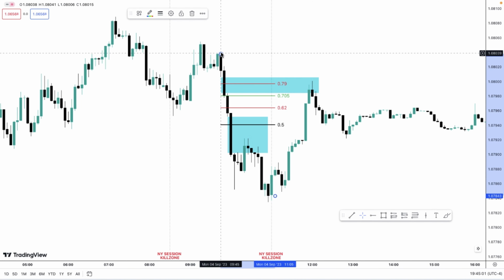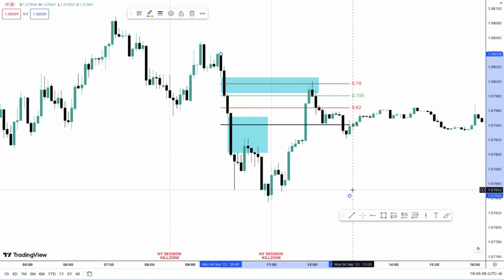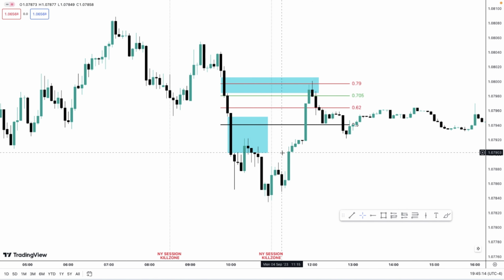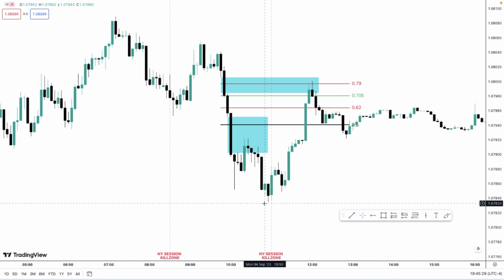So I'm marking from the swing high here to the swing low here. In other words, that's my dealing range. That's the range I'm looking for. It is the range that was formed between 8:30 and 11 a.m. So between 8:30 and 11 a.m., you can wait for the market to create a swing high and a swing low for you. That's your dealing range.